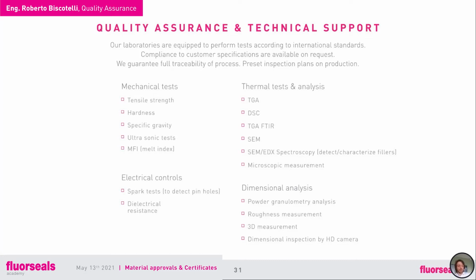Then we have the equipment and the capabilities to do dimensional analysis, both on finished parts and on raw material. So, for example, powder granulometry analysis, or we can do 3D measurement on finished parts with our CMM or with our automatic machine. So we are fully equipped to do those kinds of analysis. Here in Gumello, we have a state-of-the-art Zeiss CMM for 3D measurement.